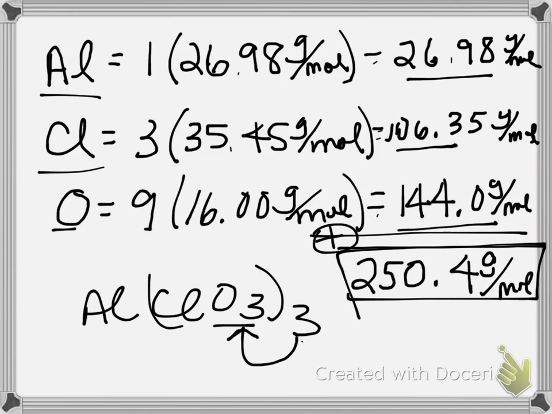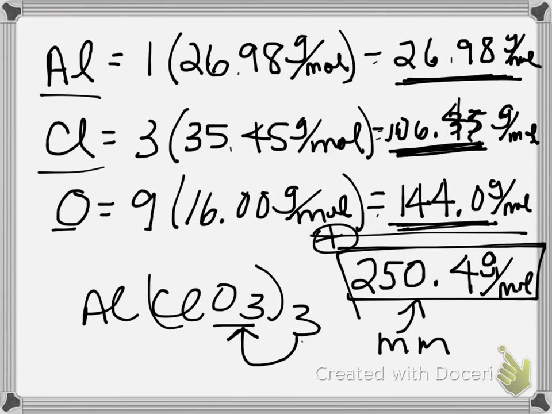Okay, I came up with 26.98 grams per mole for aluminum, 106.35 grams per mole for chlorine, and 144.0 grams per mole for oxygen. Actually, that should technically be 106.4 if you think about significant figures, but it'll all round anyway. So my answer is 250.4 grams per mole. That was the sum of all of the aluminum, chlorine, and oxygen. That's the molar mass of aluminum chlorate.